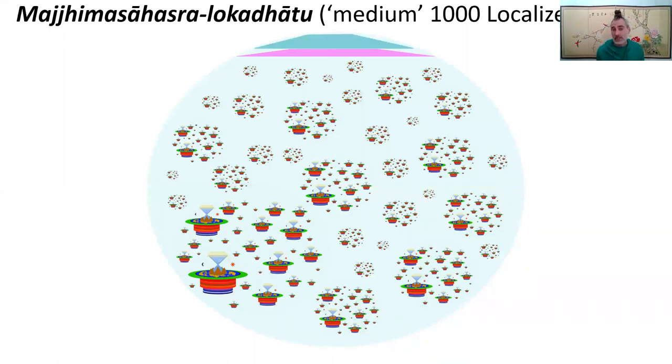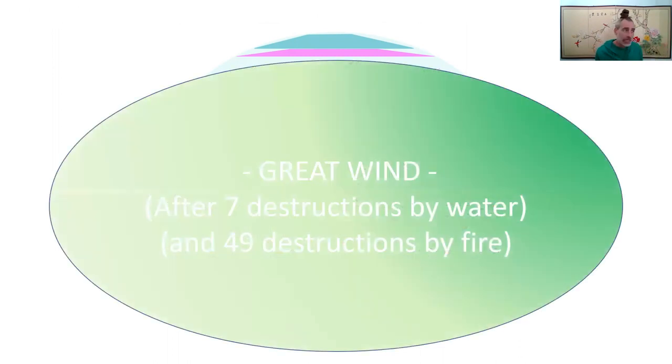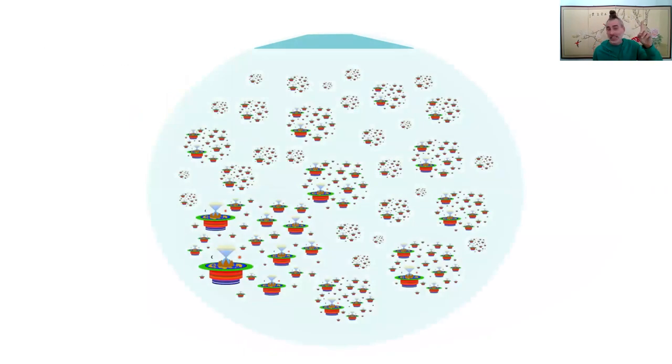Now, what happens is that after the seven suns, there's a flood. And then there's another seven suns that appear, and then there's another flood. And then eventually, after seven floods, after seven destructions by fire, which is said, and also 49 intermittent destructions by the seven suns, everything in a majjhima sahasra lokadhatu gets wiped away by this giant wind, leaving only those beings in the fourth dhyana realm.